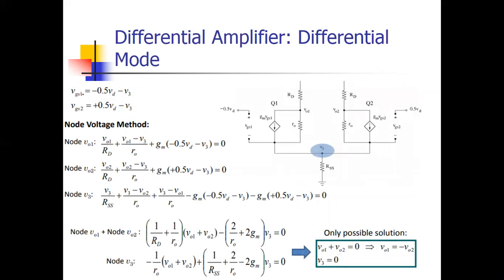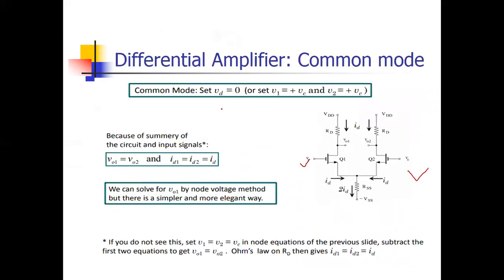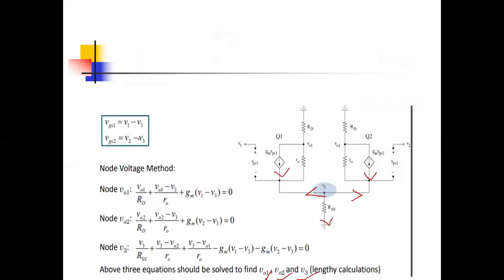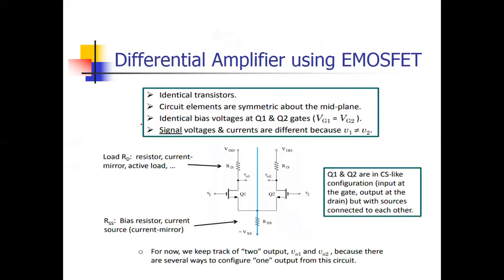Now next, what about the differential mode? In differential mode, VGS1 is minus 0.5 VD minus V3. What is 0.5? If you see here, VGS1 is V1 minus V3, or you can check here.